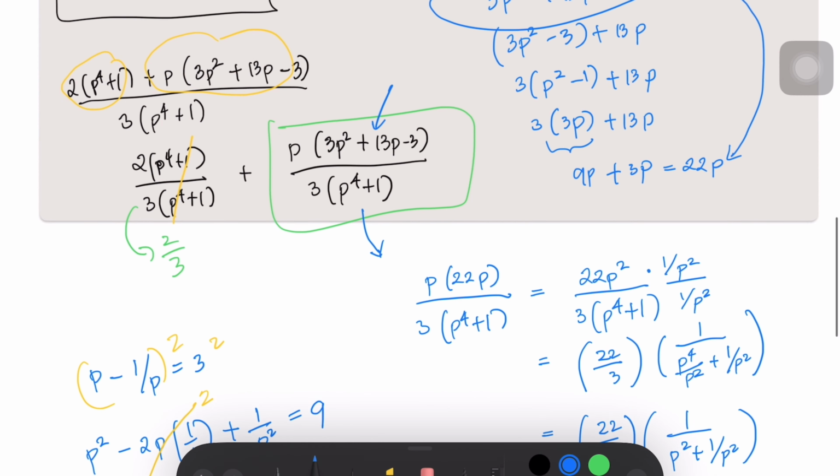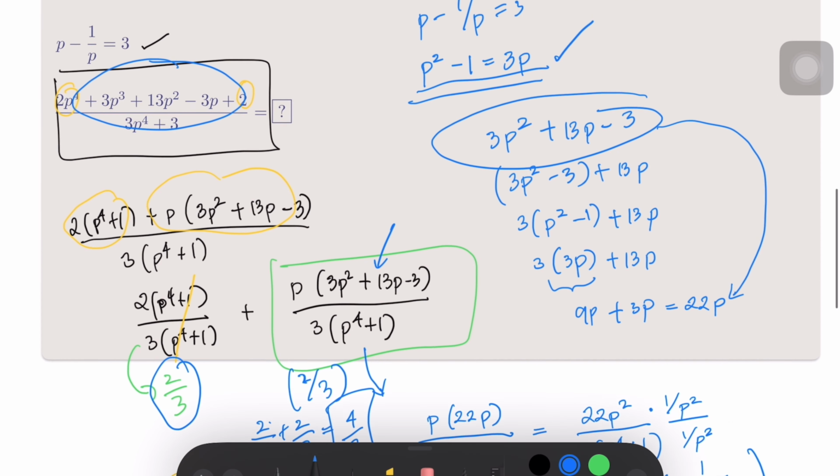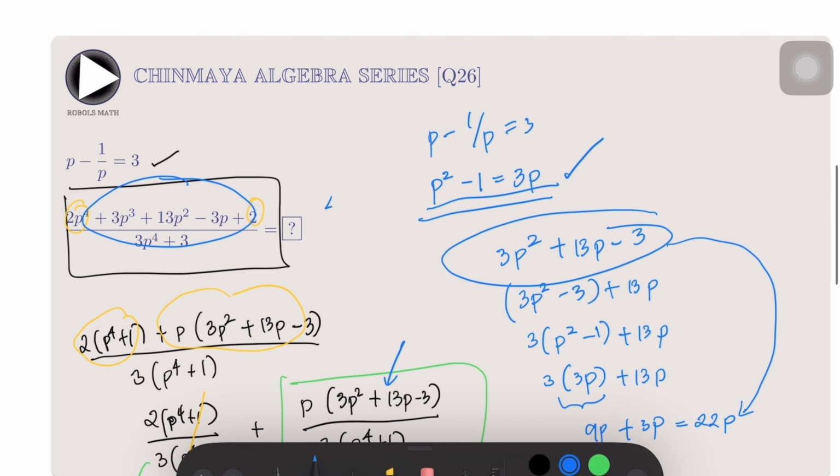So if we go back here, we know this to be 2 over 3. The second term is also 2 over 3. Therefore, the sum that we're looking for is 2 over 3 plus 2 over 3, or 4/3. Therefore, the expression here, this massive, intimidating expression, is just equal to 4/3. And that's our final answer.